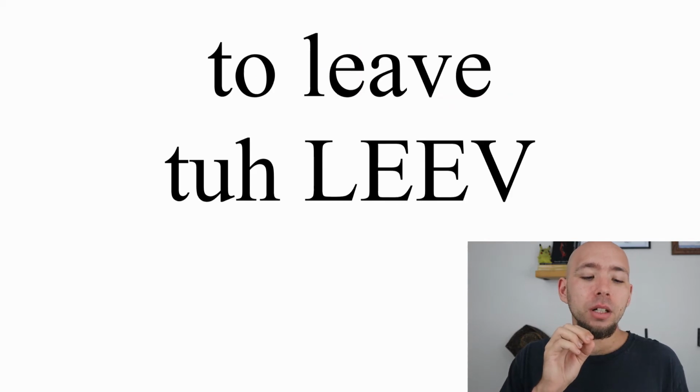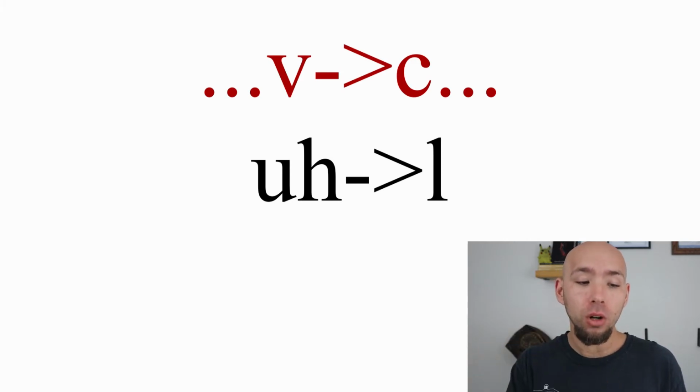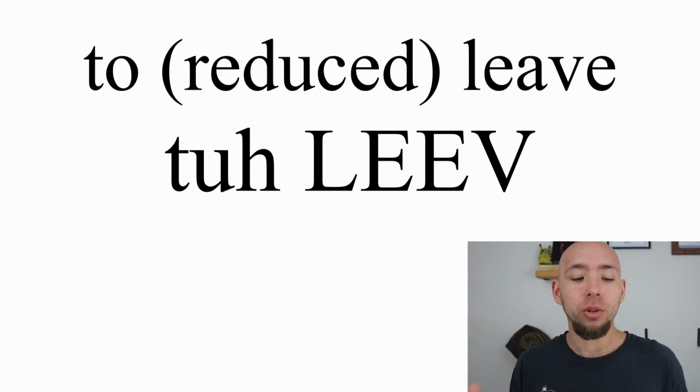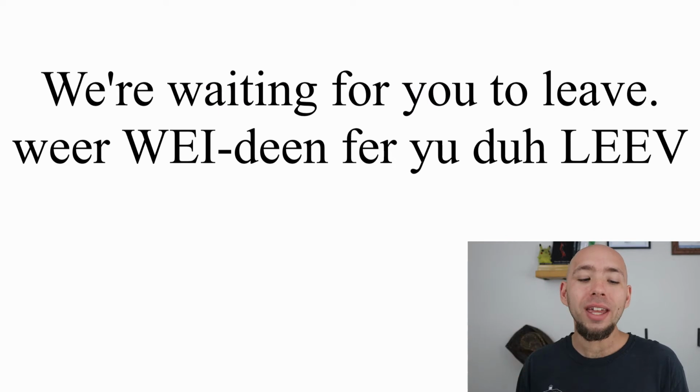And then we have ta or da and leave. So we're going again from that schwa to that L, just like we saw before with "wanna learn." It's going to be exactly the same. We're going from a vowel to a consonant, no connection. We're waiting for you to leave. We're waiting for you to leave.